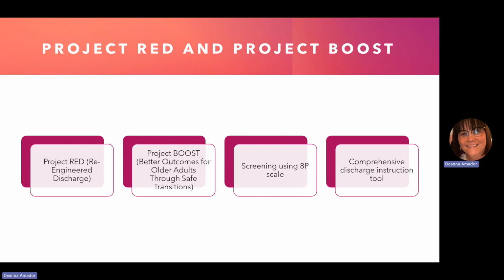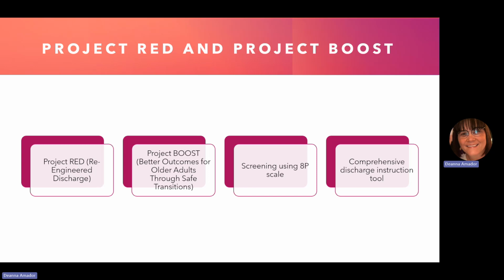So this is a program that is used again to help improve care as patients transition from acute care into post-acute care settings by improving the discharge process.